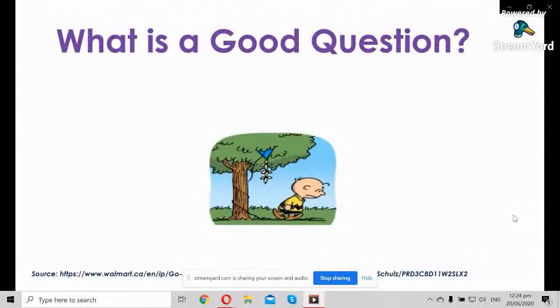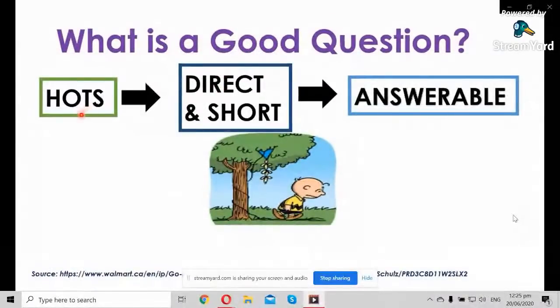Now let's try to answer. What is a good question? Of course, if you are going to solve a problem, you should know what the problem is. And to know what the problem is, you have to ask a good question. How do we know if it is a good question? Again, what is a good question? It should be a HOTS question. One more time. What is HOTS again? Very good. You did great. That's higher order thinking skills.